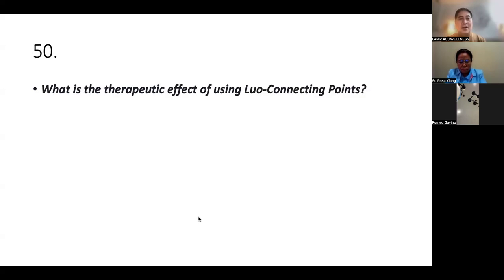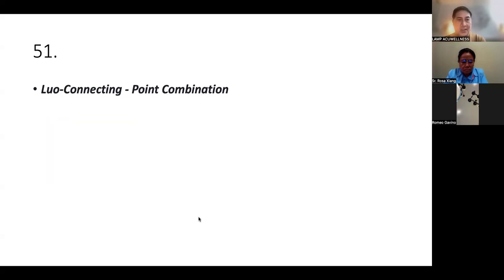How would you define a Luo-Connecting point? The points connecting two channels exteriorly and interiorly related. Okay, this is easy. What is the therapeutic effect of using Luo-Connecting? Treating disorders of their pertaining channels and Zang organs, interiorly exteriorly related channels or the Zangfu, corresponding collaterals or chronic disease, mental and emotional disorders.